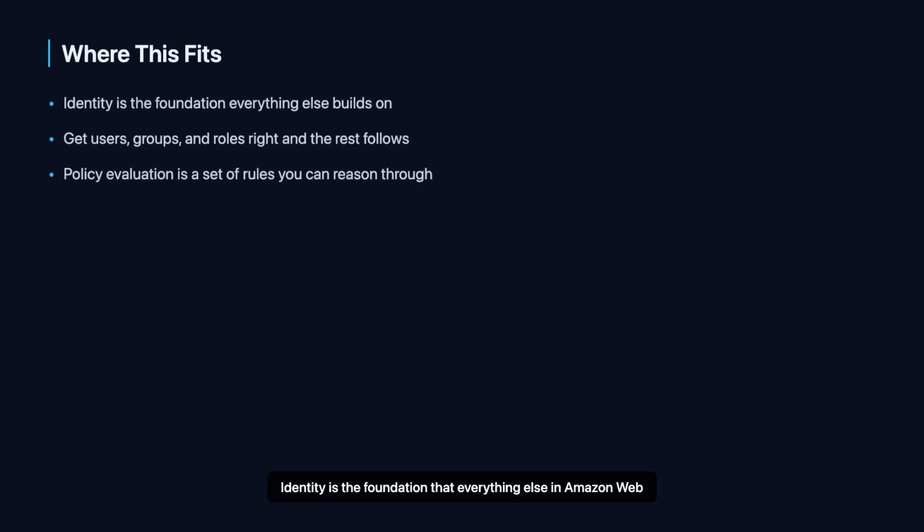Identity is the foundation that everything else in Amazon Web Services security sits on top of, so it makes sense to start here. Get users, groups, and roles right, and a huge amount of the harder material later becomes straightforward. And policy evaluation, which sounds intimidating, is really just a small set of rules you can reason through step by step. That's exactly what we'll build up over the next few minutes.